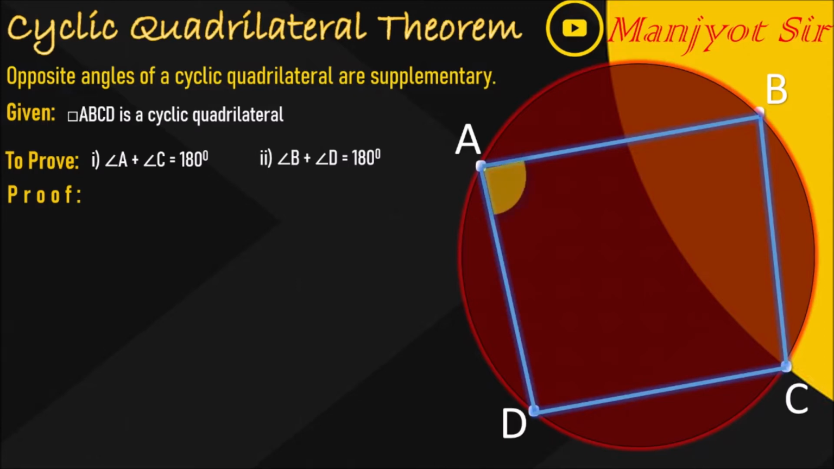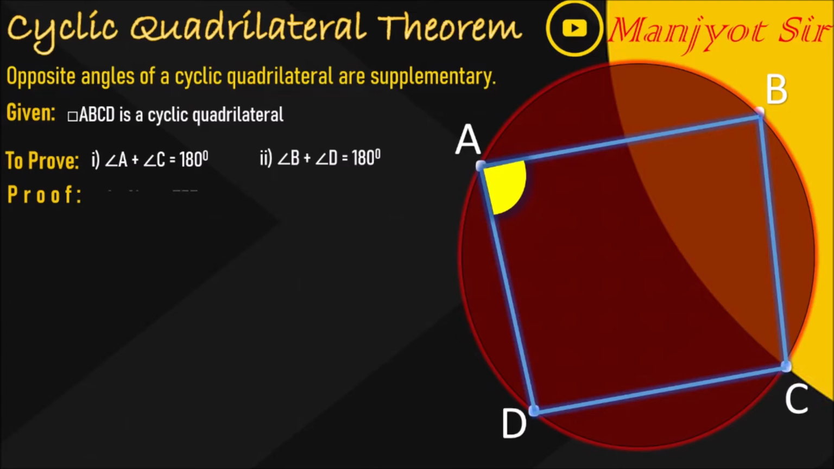Now let's prove this. If you observe, we have two parts to prove. Let's start with the first part. In the first part we have angle A first over here. Just observe angle A. If you remember, in the last video we studied this angle. This angle is nothing but an inscribed angle. So whenever we have an inscribed angle, we apply the inscribed angle theorem. So here angle A is an inscribed angle.